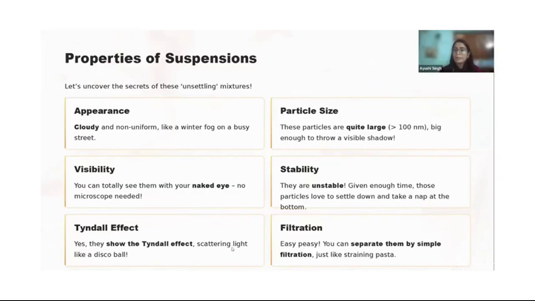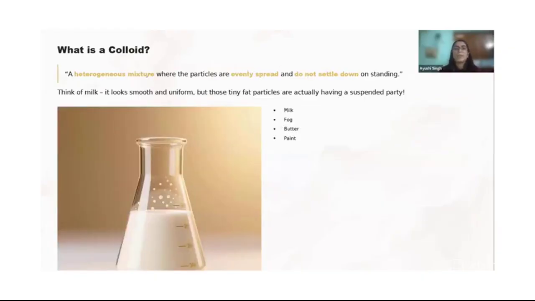Now coming to the colloid. So what exactly is a colloid? What exactly is a colloid mixture? Colloid is again a heterogeneous mixture. We know a heterogeneous mixture can be of two types, suspensions and colloids. So colloids are heterogeneous mixtures where the particles are evenly spread and do not settle down.